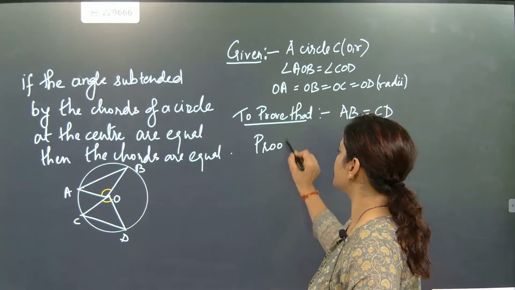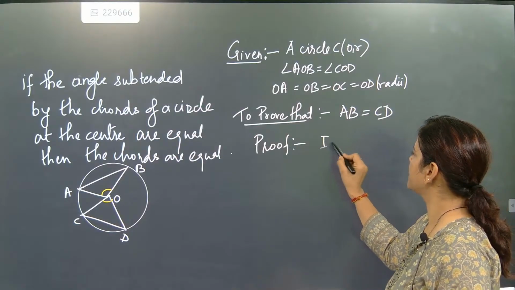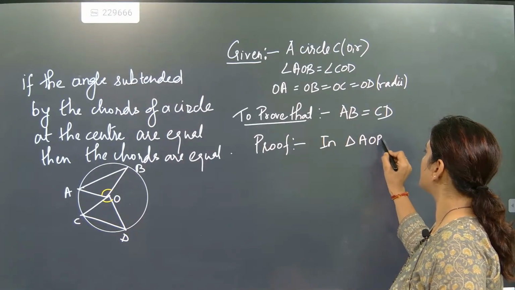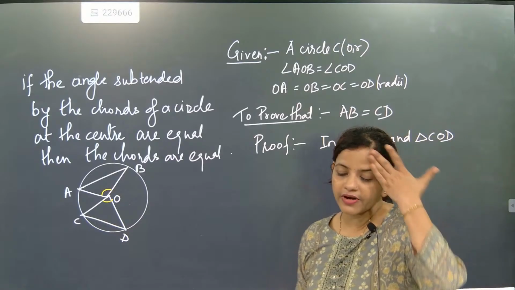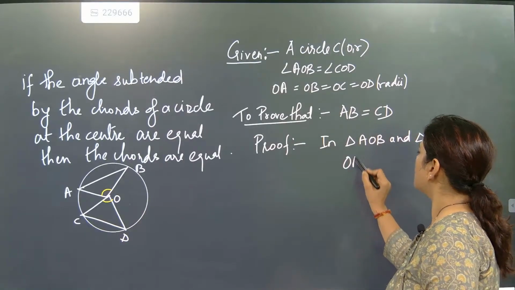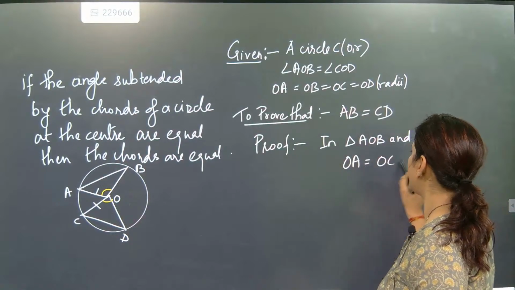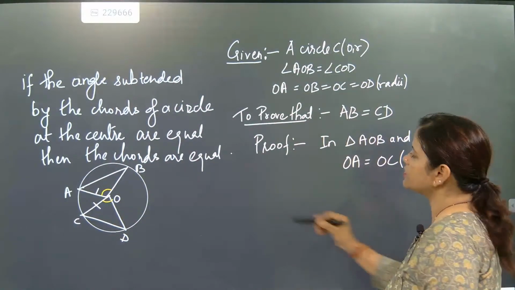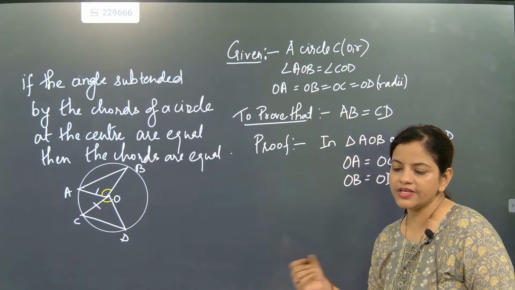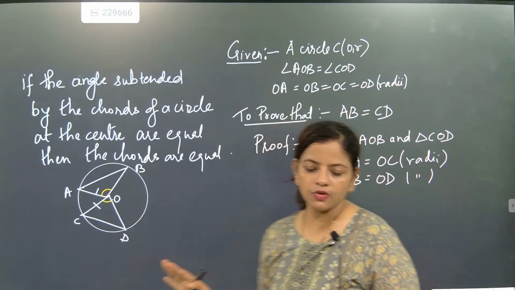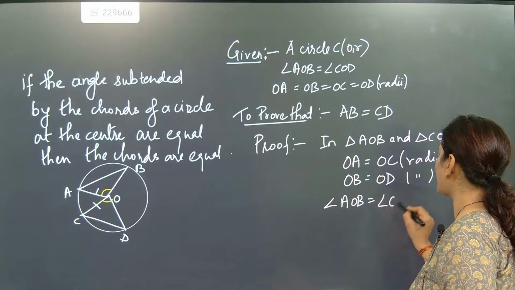In the proof section, we will write: in triangle AOB and triangle COD, OA is equal to OC, radii. Also, second part, OB is equal to OD. They are also radii, beta. OA is equal to OC and OB is equal to OD. Done. And now it is already given that angle AOB is equal to angle COD.